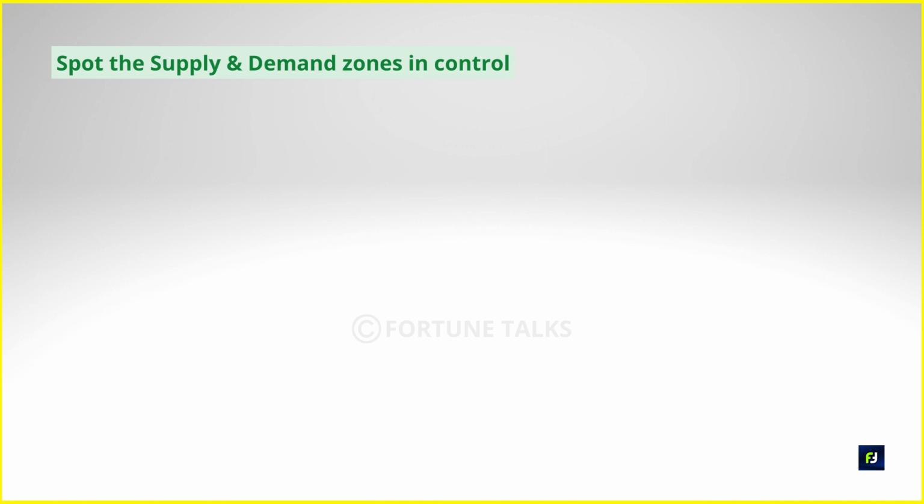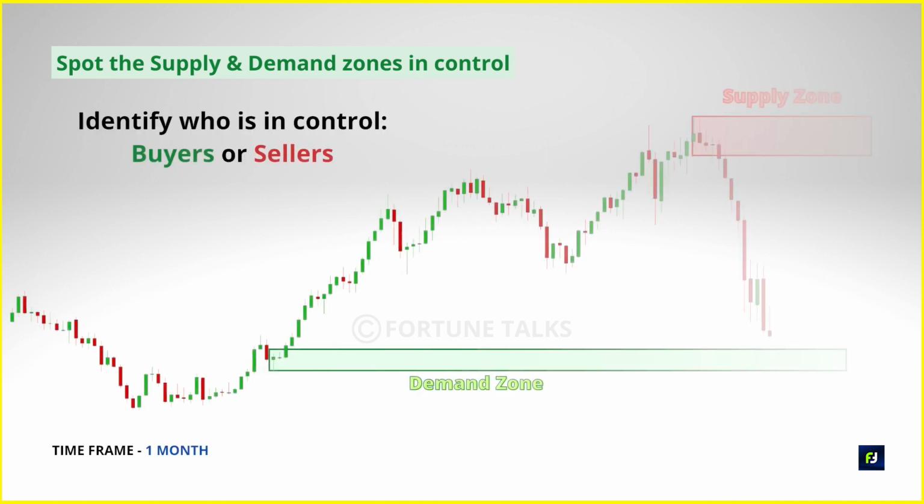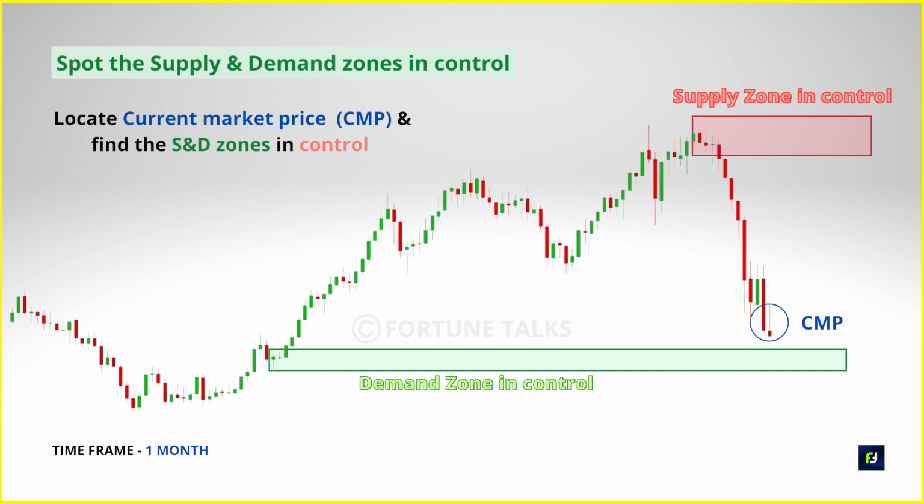The second step, however, is to identify the supply and demand zones under control. Now, the idea of the second step is to determine who's in control of the market. Is it the buyers or the sellers? Now, after we open the monthly chart, we have to start by locating the current market price.